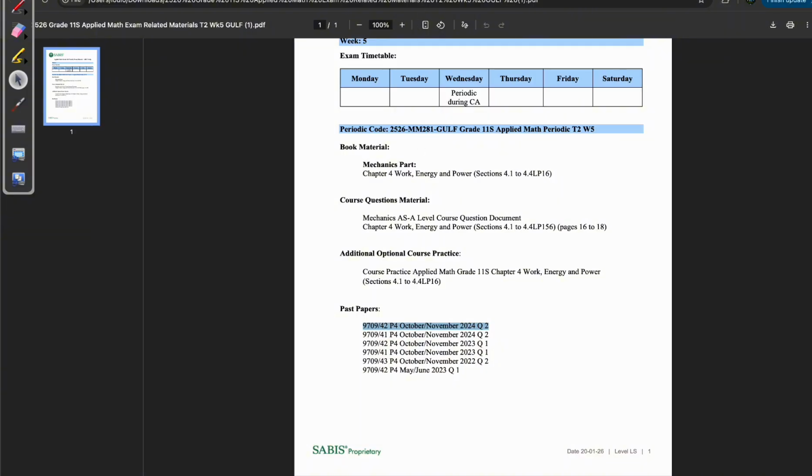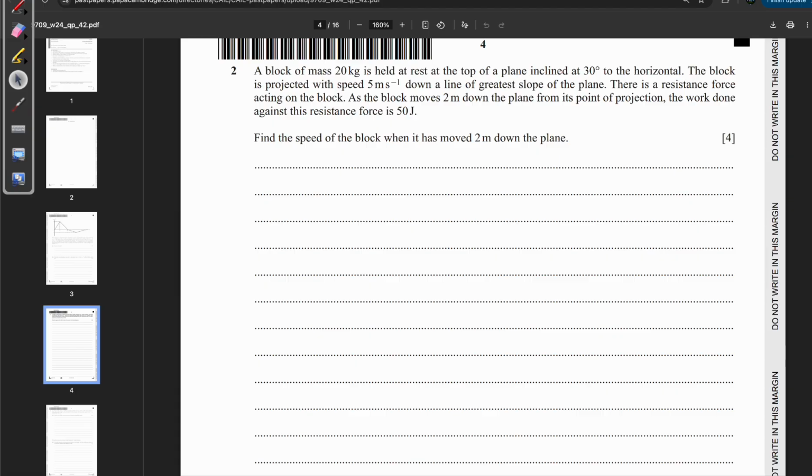Let's start. A block of mass 20 kilograms is held at rest at the top of a plane inclined at 30 degrees to the horizontal. The block is projected with speed 5 meters per second down a line of greatest slope of the plane. There is a resistance force acting along the block. As the block moves 2 meters down the plane from its point of projection, the work done against this resistance force is how much? 50 joules.